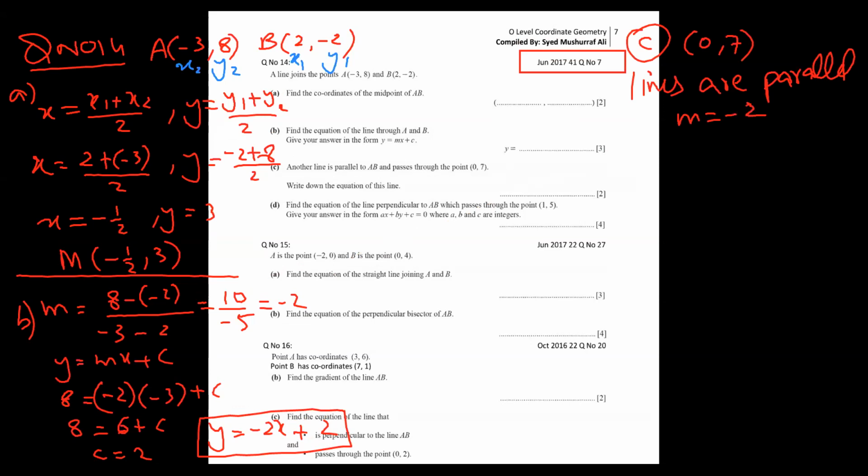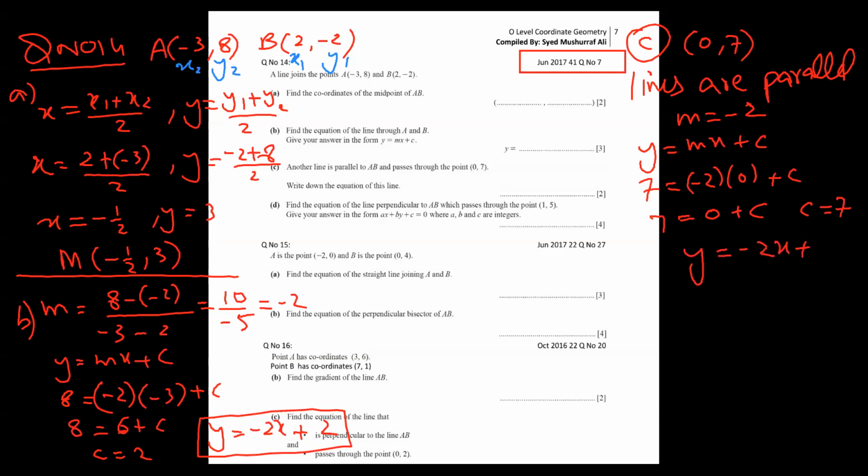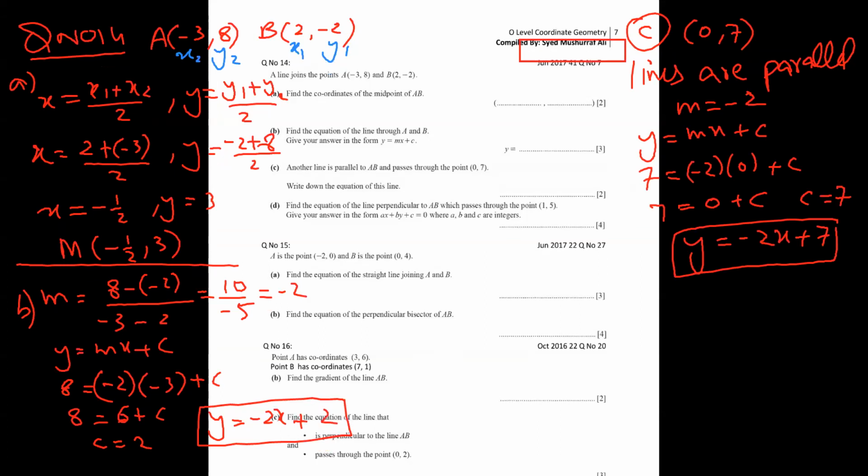But I can find c. y equals mx plus c. This 7 comes in the place of y, with m negative 2 and x value 0, and c is this one. So 7 equals 0 plus c, and c becomes 7. So ultimately the answer becomes y equals minus 2x plus 7. I hope you got the idea very clearly. Yes, Safia, is it the same answer you got? Yes, sir, the same.